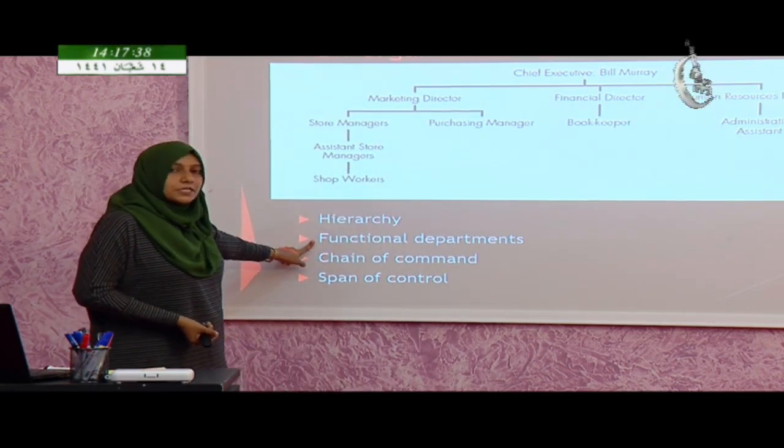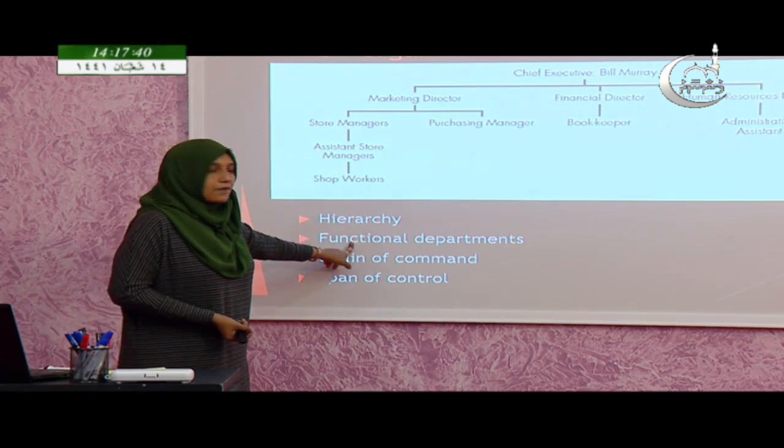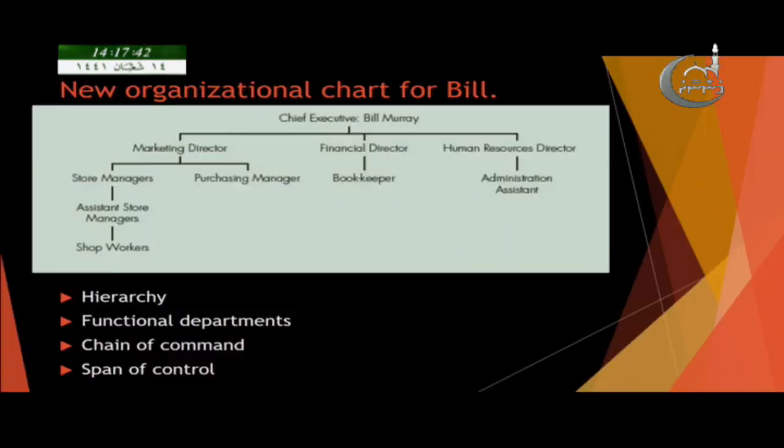Then functional departments. How many functional departments are there? Shall we count? Marketing director, so that means in marketing department. Finance director, that means in financial department. Human resource director, that means it is in human resource department, understood. So, total 3 functional departments are there.